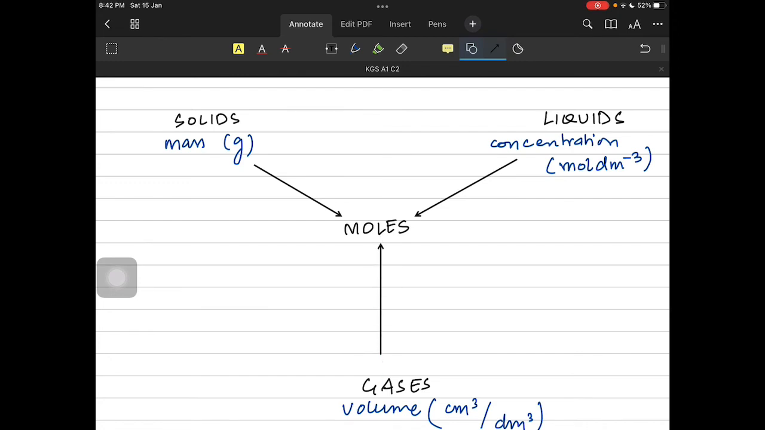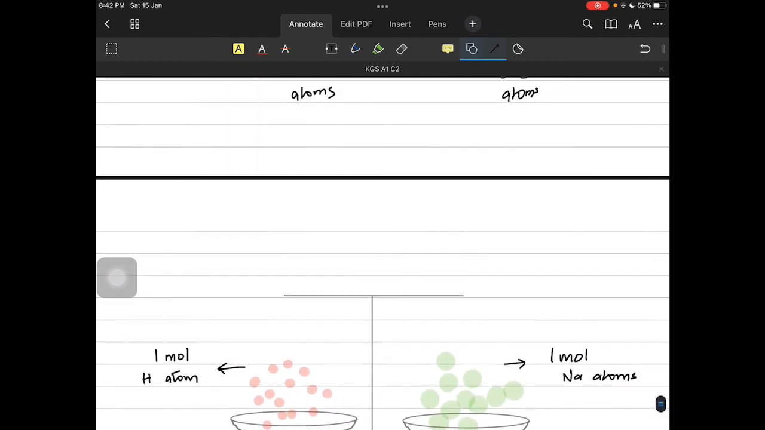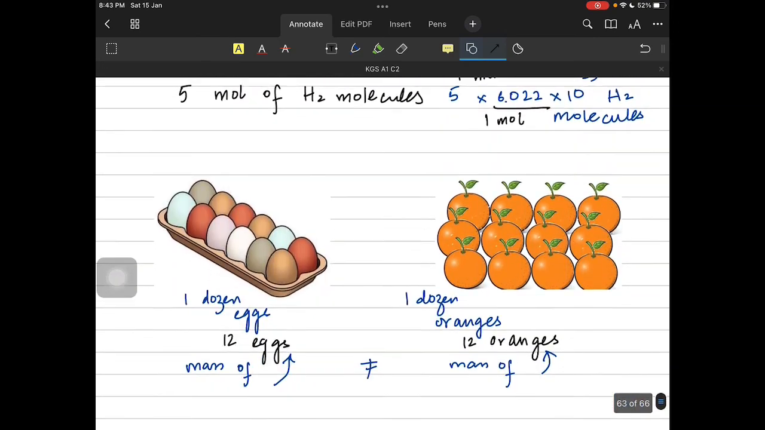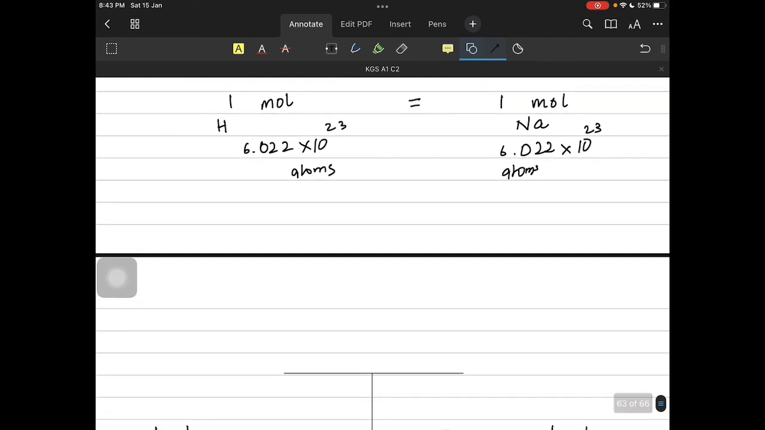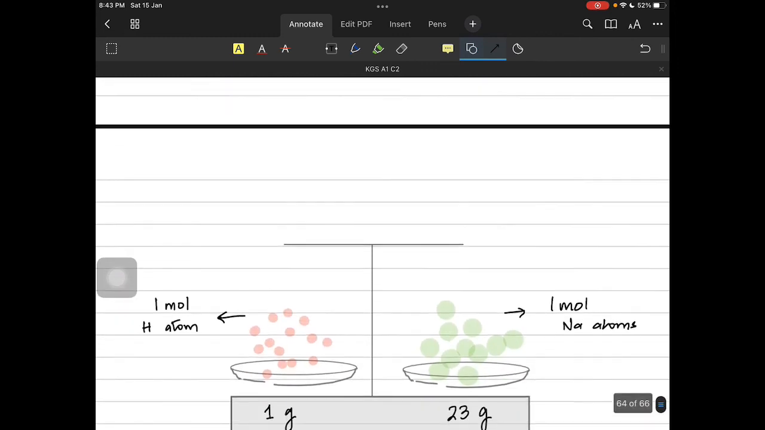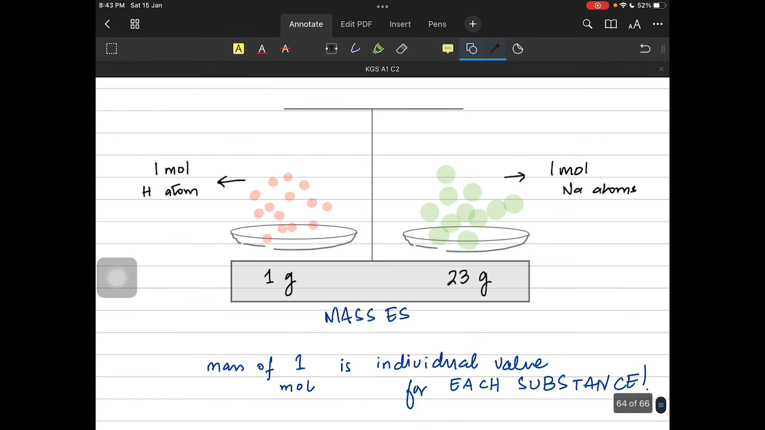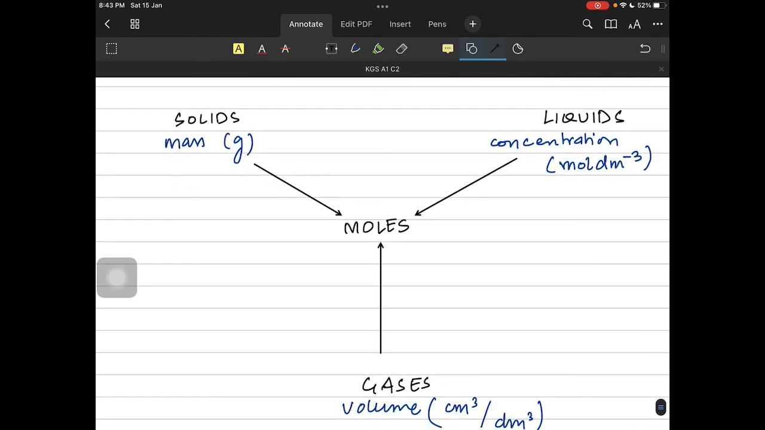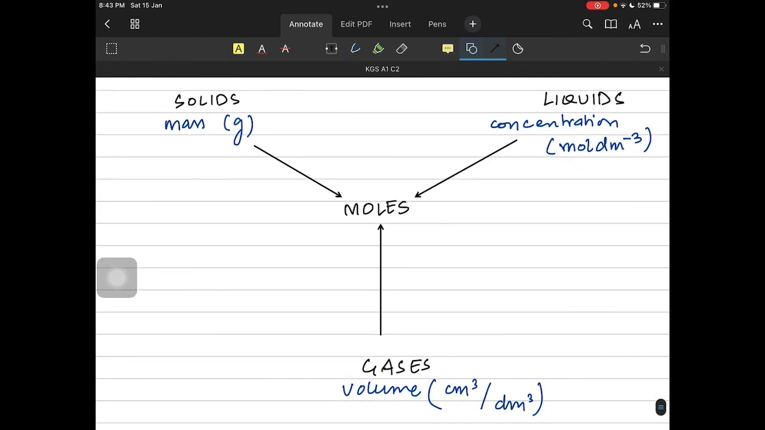In the next video, we are going to be talking about how we find out the moles from a given mass or a given volume or the concentration of a liquid. So in today's video, we just talked about how a mole has the same number of particles every time, and the same number of particles may have different masses if the individual substance is lighter or heavier. And then we talked about the fact that we can be calculating moles from three different states of matter based on what kind of quantity we are actually measuring.